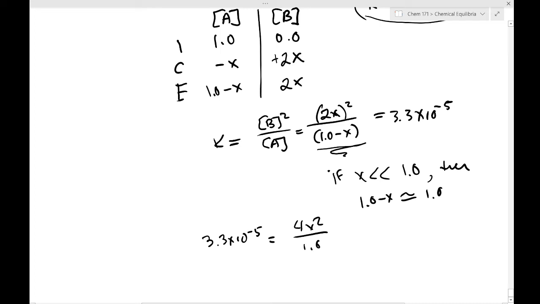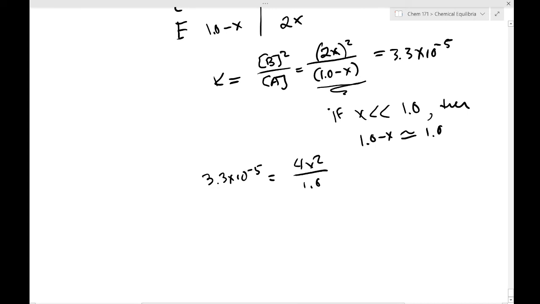You can see how much that simplified this problem. We don't have to do the quadratic formula at all. We can directly solve for x. And in this case, x turns out to be equal to the square root of 3.3 times 10 to the minus 5, if I just solve this bit, that's what I get, over 4.